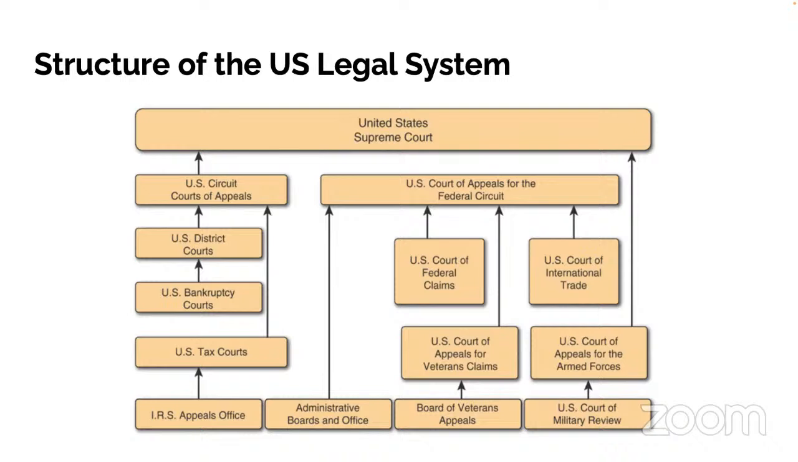We have US district courts. There are 94 US district courts across the United States. Each state has at least one. Most federal cases, criminal or civil, begin at the district court. Kidnapping or intellectual property cases are some examples of cases tried at a district court.